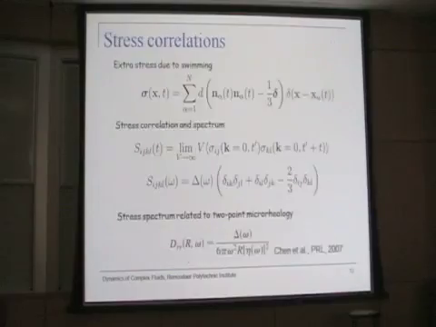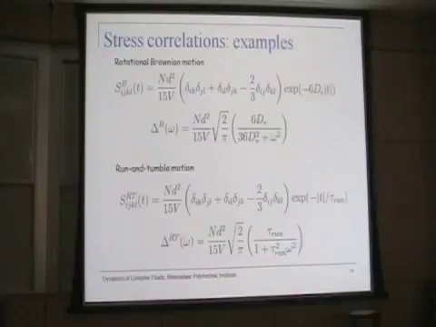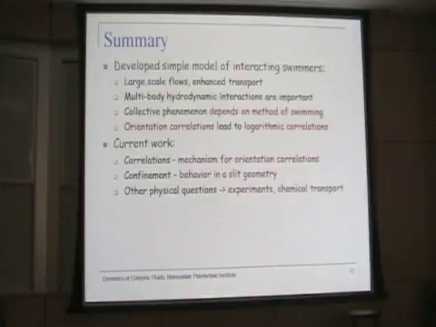I'll skip the stress correlations, other than to say that in our theory, we see a Lorentzian as a function of frequency. So at high frequency it goes like 1 over omega squared, whereas experimentally, it goes like omega to the minus 1/2, and I don't know why that is. So I'll leave you with that and try to take any questions. Thank you.